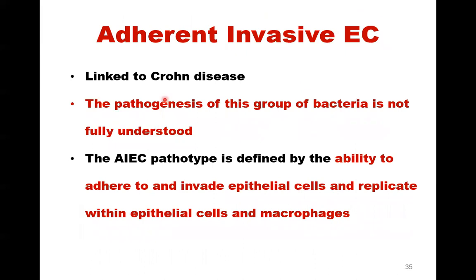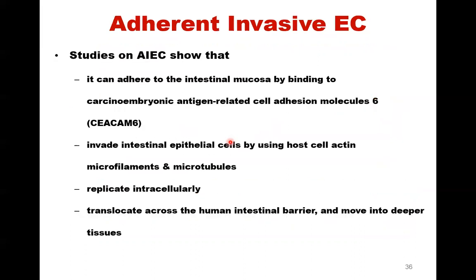Then we have the adherent invasive E. coli. This particular strain is linked to Crohn's disease. The pathogenesis of this group is not fully understood. So we have a lot of hypotheses, but we don't really know. The pathotype is defined by the ability to adhere to and invade epithelial cells, and replicate within the epithelial cells and macrophages.